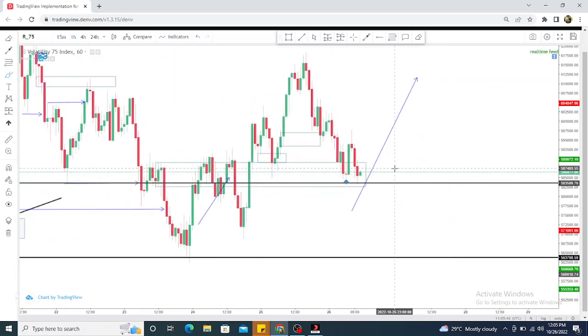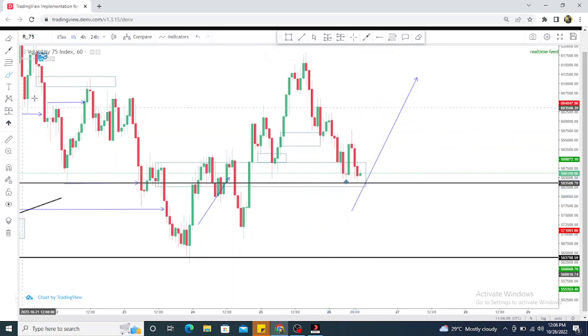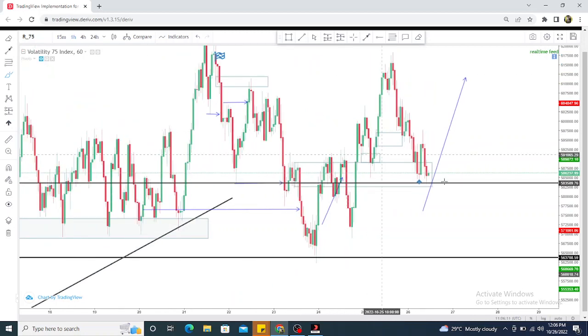or to be very sure, if you are more of an intraday trader, you can wait for a strong bullish green candle close in 1 hour or 4 hours before you ride the trend, and put a very tight stop loss below this area. So that's what we are looking out for on V75.